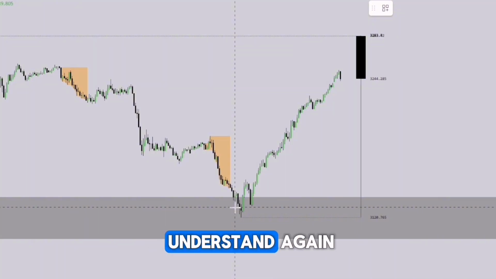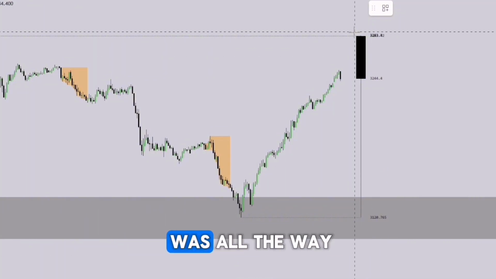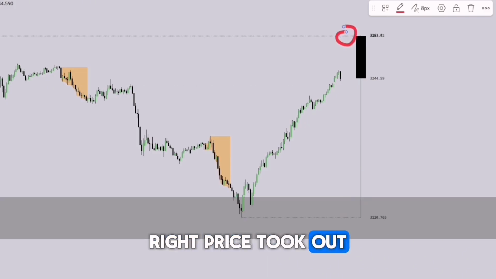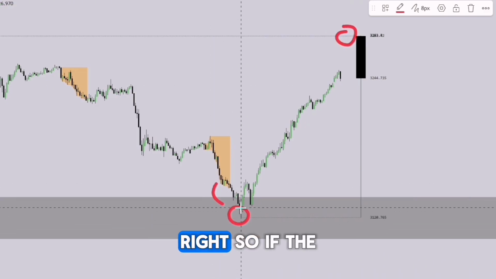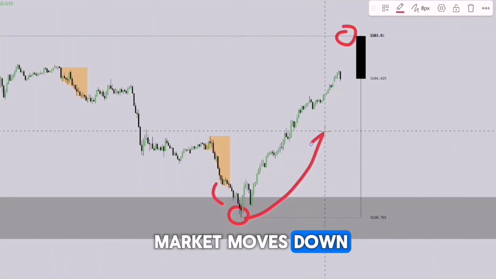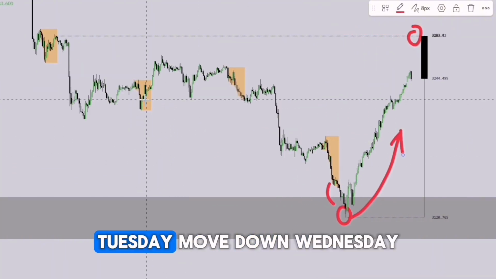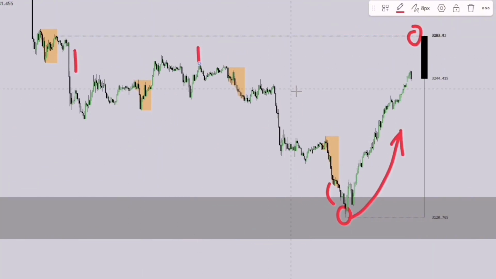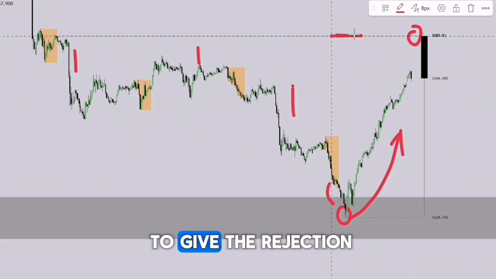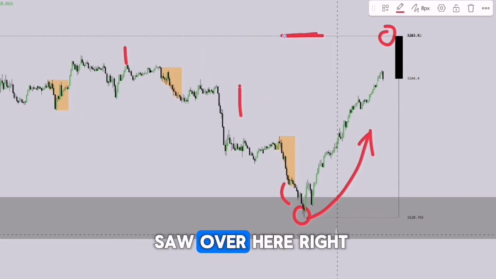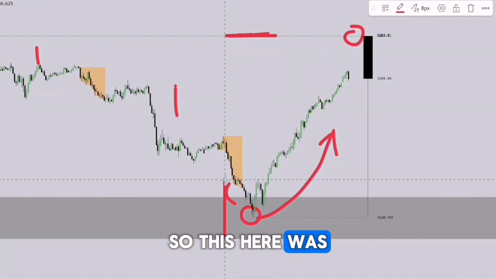What you need to understand again, the weekly opening price was all the way up here, right? Price took out the Asian range low, and we had a huge rejection on a Thursday going here, right? So we had Monday move down, Tuesday move down, Wednesday move down, Thursday into a key level way below the weekly opening price is likely to give the rejection. And that's what we saw over here, right? So this here was the rejection.